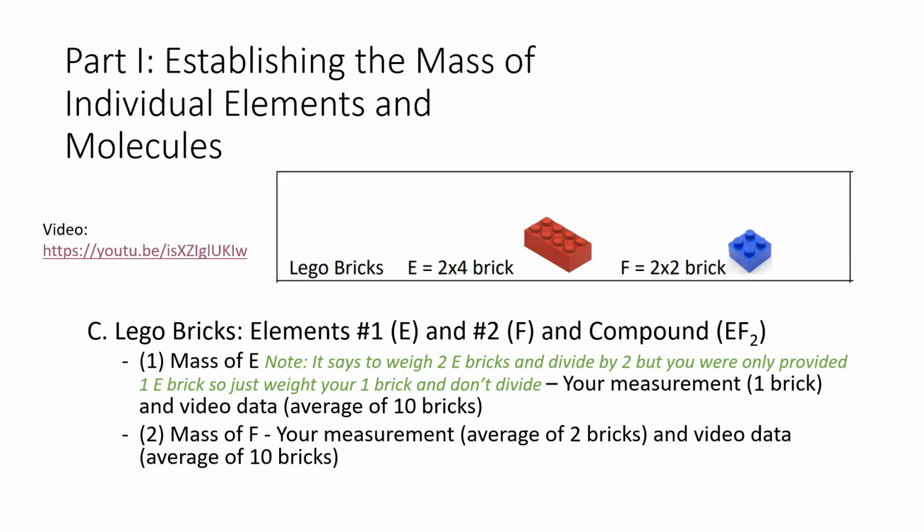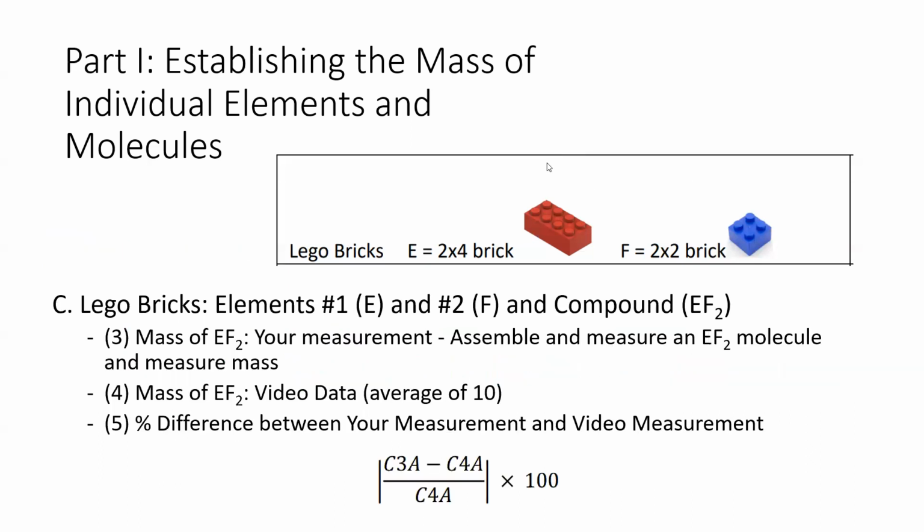For the F brick, you were provided 2 in the kit, so go ahead and weigh both of them together and then divide by 2 to record the average mass of the F brick. You can also then look at the video where 10 E bricks were measured and 10 F bricks were measured, and record the average mass of 10 bricks as well in your data sheet.